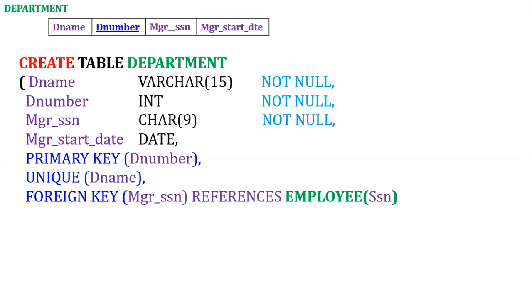But while making MGR SSN a foreign key, we need to check the data type for MGR SSN. The data type for MGR SSN should be the same as the data type of SSN. So what data type have we used for MGR SSN? This is char 9. So it will take exactly 9 characters, otherwise it will be padded, because this is a fixed string.